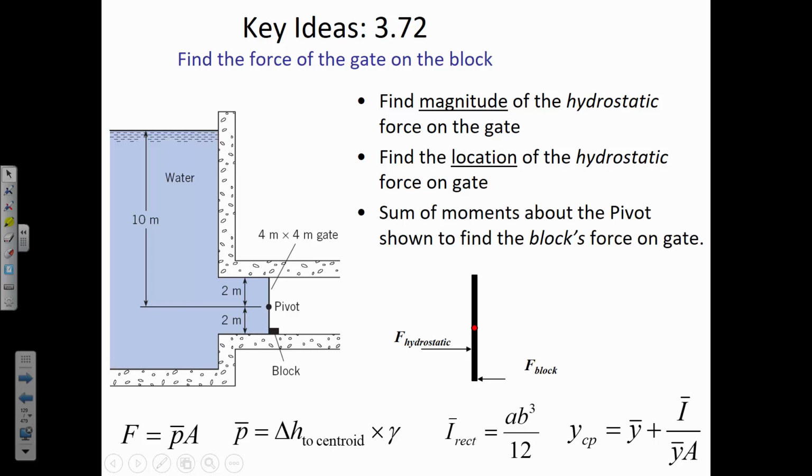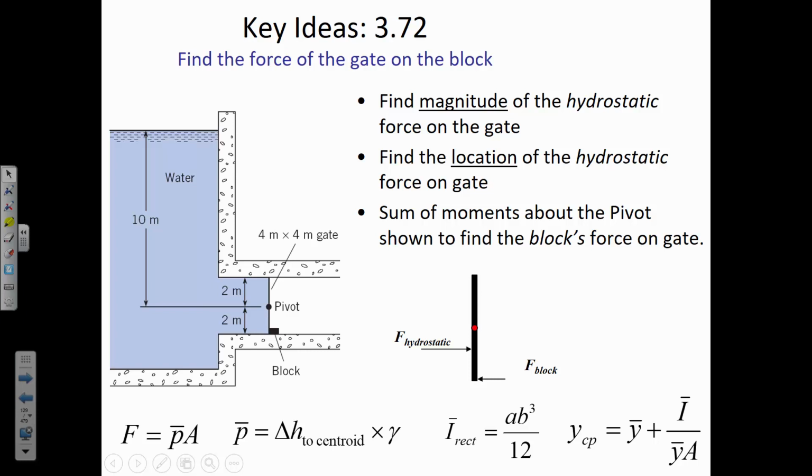So the final thing you're going to have to do then is a sum of the moments. So this is kind of a zoomed in view of the gate, and the block is pushing it so that it would rotate clockwise. The hydrostatic force would cause that gate to rotate counterclockwise, and you're going to be left finding the distances involved.